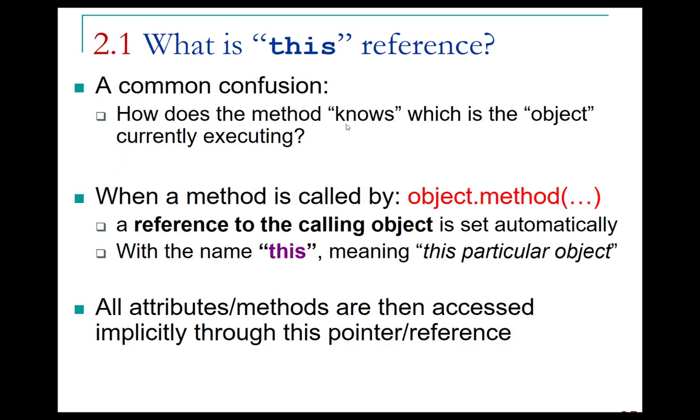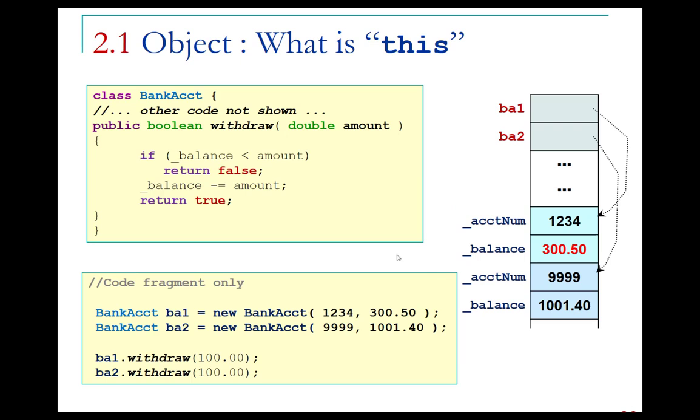In a program, we often deal with objects of the same class. So in a method, we often need to distinguish who is who. The one who calls the method as object.method is also referred to as this particular object. So the this keyword is a reference to the object calling the method. Attributes and methods are then accessible through this.attribute or this.method. Here is a simple illustration.